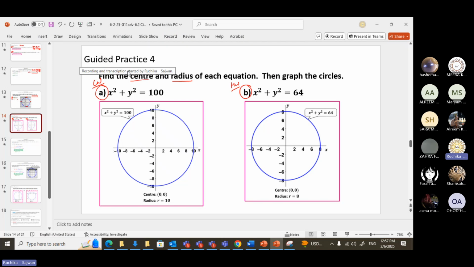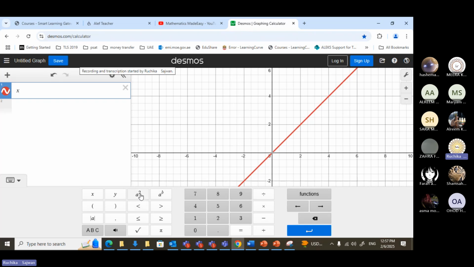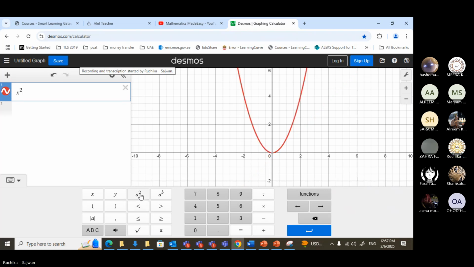So for example, I do the first one, x square plus y square equal to 100. I can get the graph in seconds, and this is the trick. Just see how I'm doing. X, I go to the keypad, square. Everybody can see how I'm making the graph on Desmos?